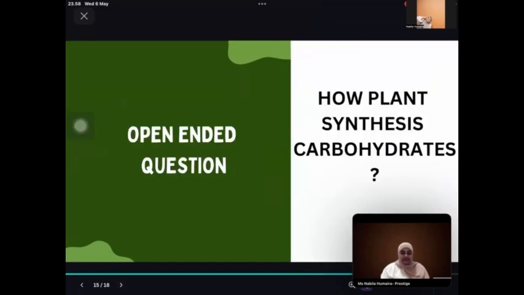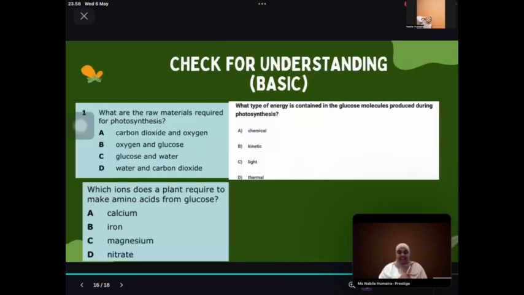And we are already at the end of the lesson, I have an open-ended question for you. How do plants synthesize carbohydrates? Is there any opinion or statement from you all, guys? How do plants synthesize carbohydrates? I will check for understanding. So all of you can answer this one by one in your notebook. I will check it for number 1, 2, and 3. So I give you around 5 minutes to answer these questions carefully.